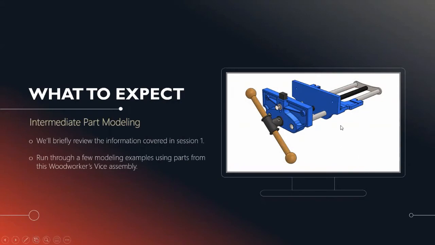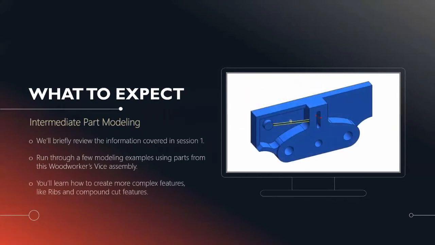In the first session, we created the little bracket here at the back end and also the ball end and the handle. We're going to start off today by doing this hub part right here, and then probably get into the complex features on this main vise assembly part right here. You're going to learn how to create more complex features, specifically the rib feature and how to do some compound cuts. It's just a mixture of features to help you get compound curve geometry. It can be tricky sometimes, so hopefully you learn a little bit.